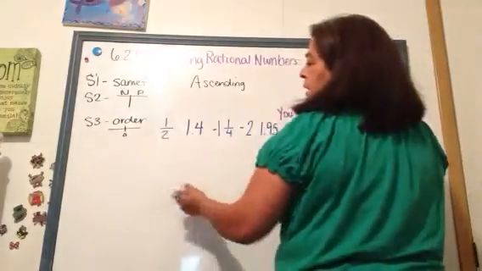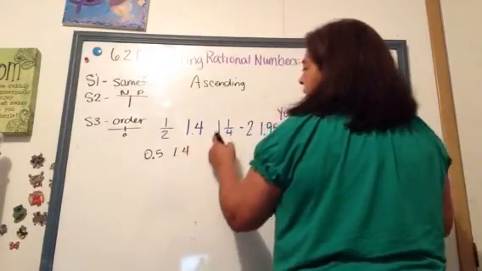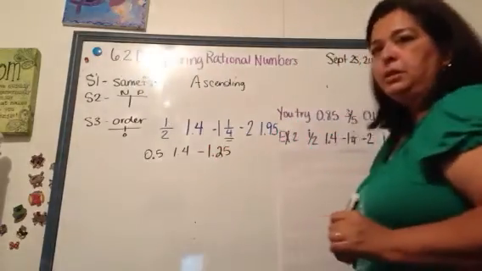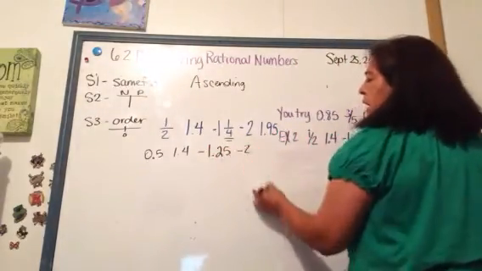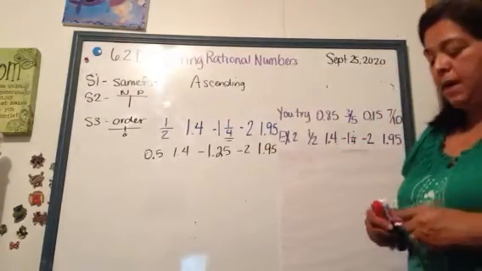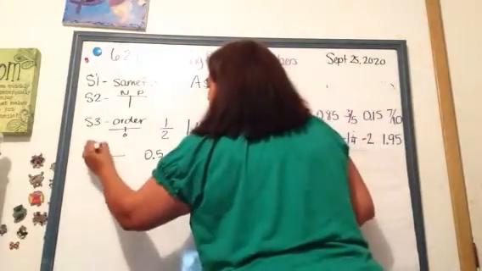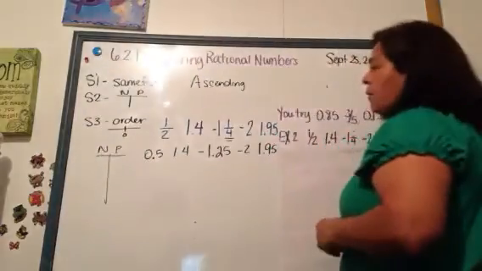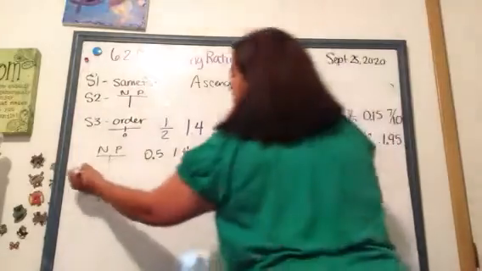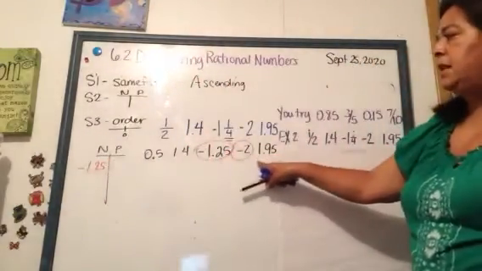1/2 is a decimal, a benchmark fraction. I have 1 1/4. I have negative 1 1/4. That's -1.25 because that's a benchmark fraction. I have -2, and then I have 1 95 hundredths. All right, so now we have some negatives, right? So what we're going to do is we're going to use our T-chart, and we're going to separate them. Negatives, positives. What I do is I always look for the negatives, and I circle them, and then I write them over here. This is -1.25.